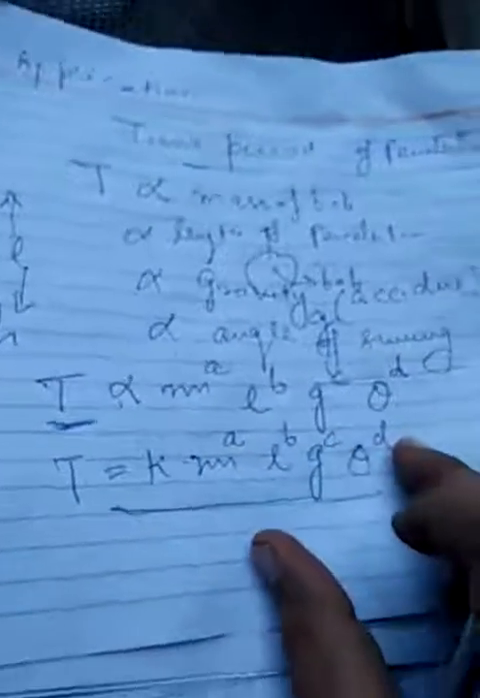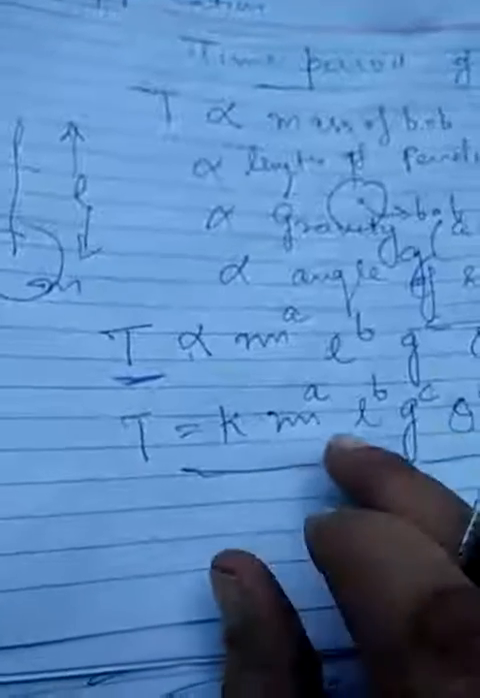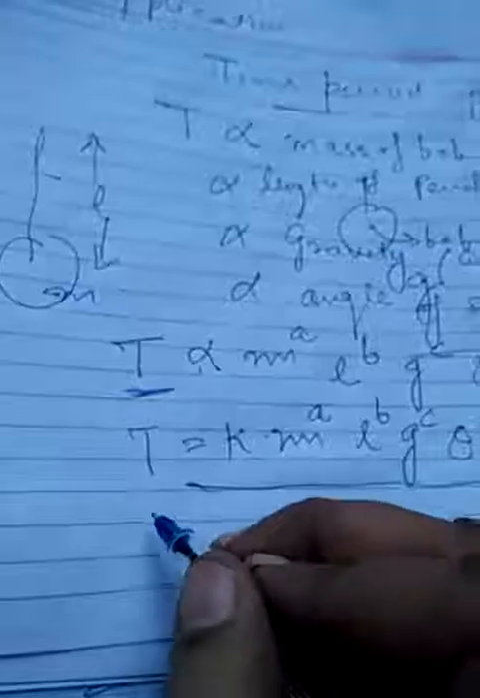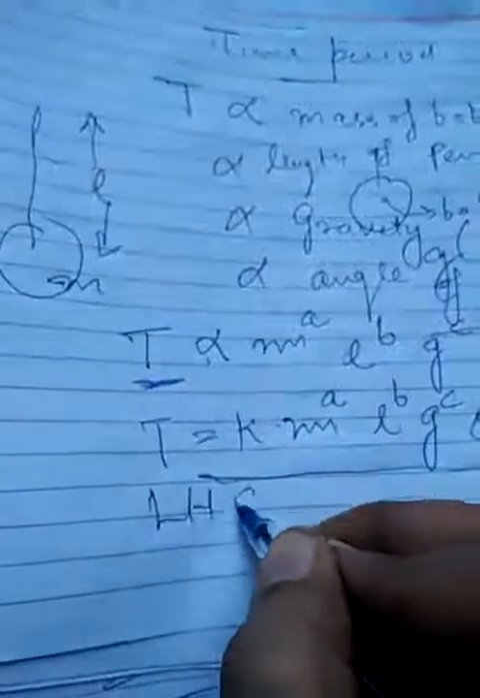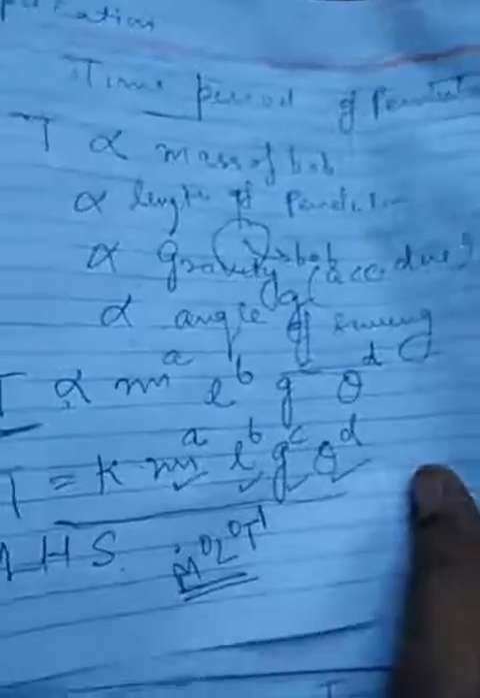Now what we have to do is get the values of a, b, c, and d. How can we do it? By taking the dimensions of both sides, and then comparing the powers of mass, length, and time, we can get the values of a, b, and c. So let us do it one by one. Let us start with the LHS. LHS is the time period and it has dimensions of m0, l0, t1. Now RHS consists of mass, length, gravity, and theta, so we have to put the dimensions of all these one by one.